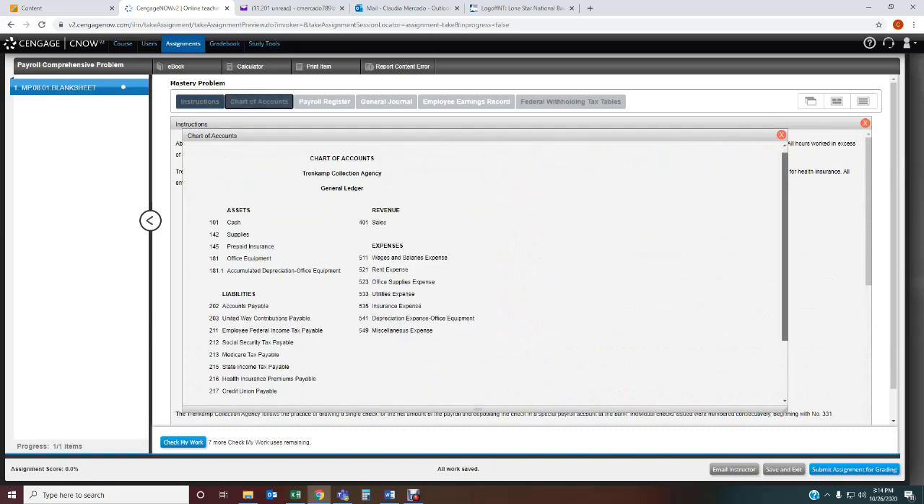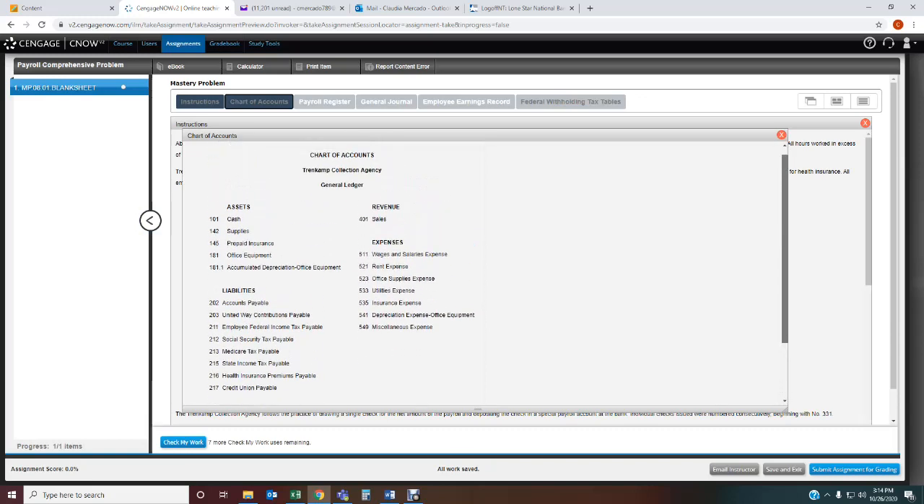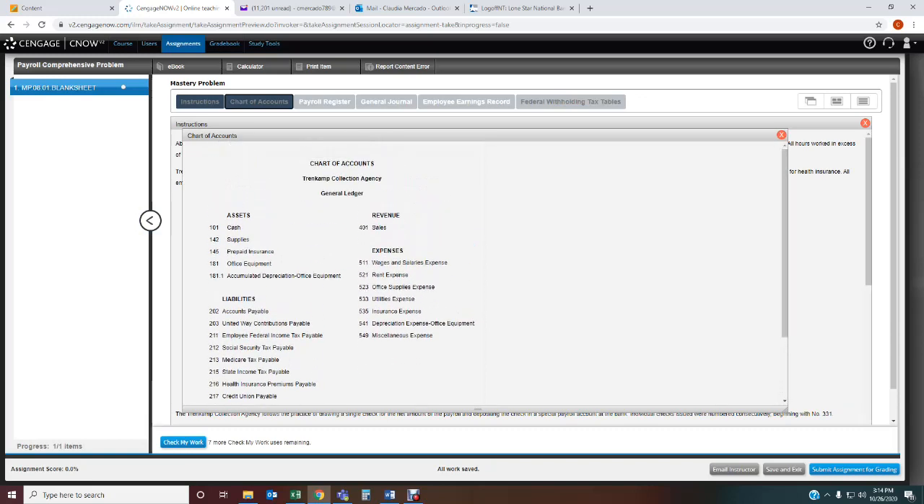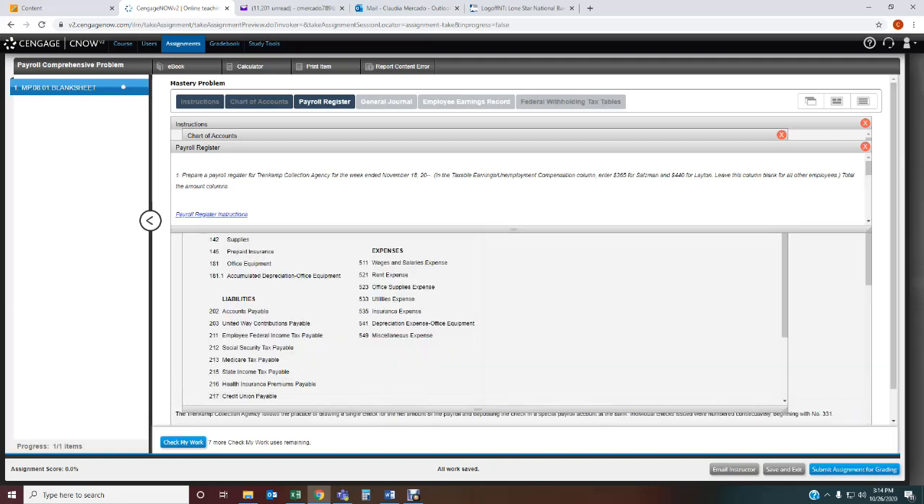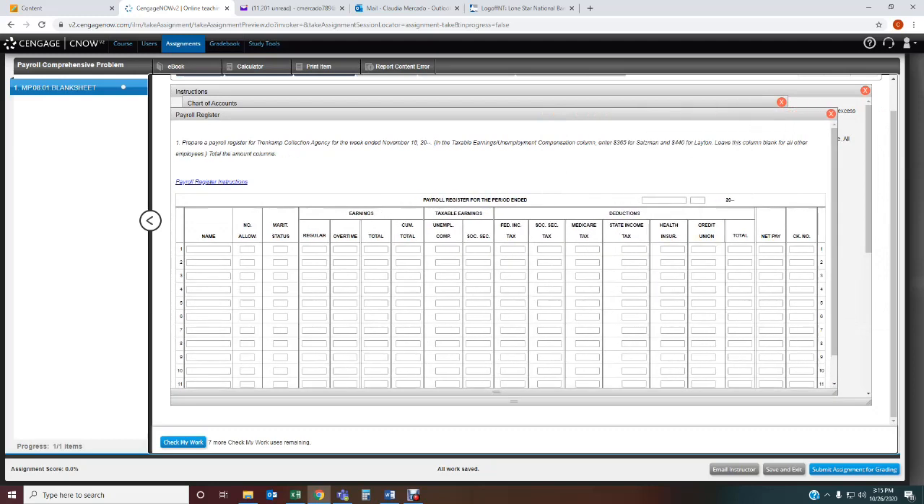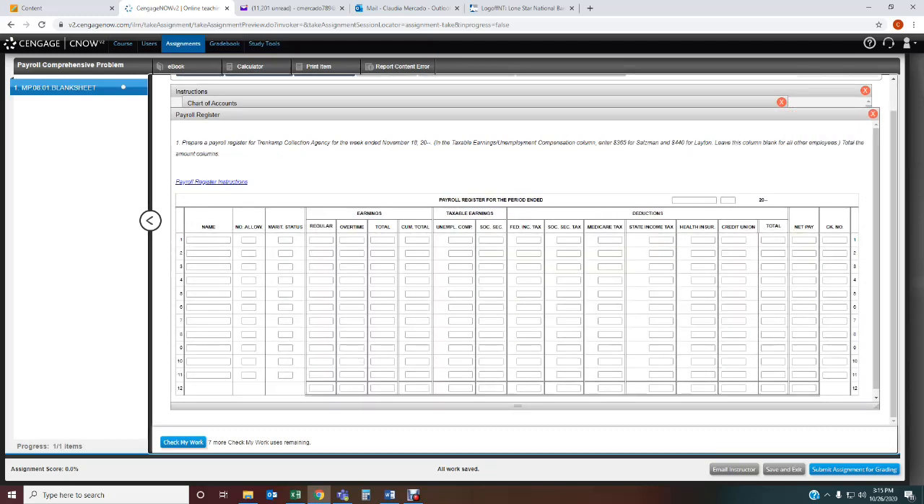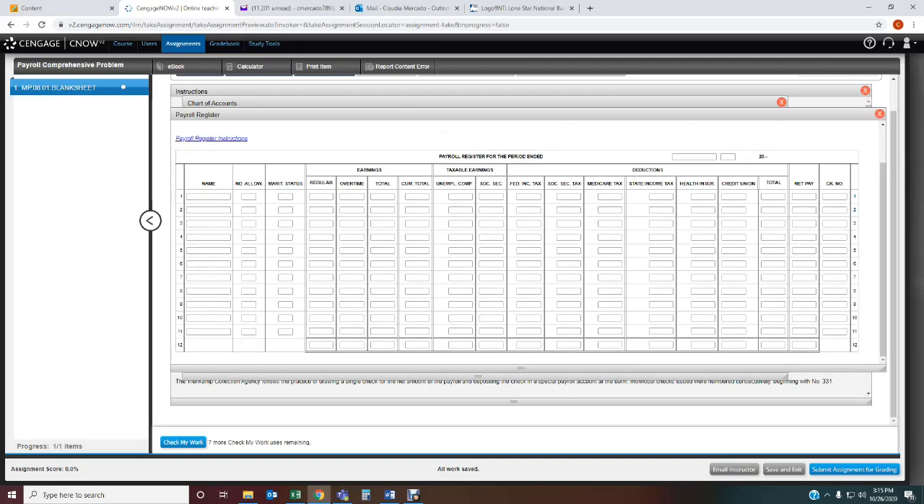You are being provided with a chart of accounts. These are the only accounts that you get to use. You don't get to make them up. Okay, you have to choose from this list. You only use the accounts that are provided here. Okay, you're going to use that information under the instructions and the chart of accounts to complete your payroll register. Okay, so it's like if you were working in a company and they're asking you to calculate the payroll for all of your employees. That's what you're going to be doing here. Okay, so you're going to be calculating all of the pay for your employees.